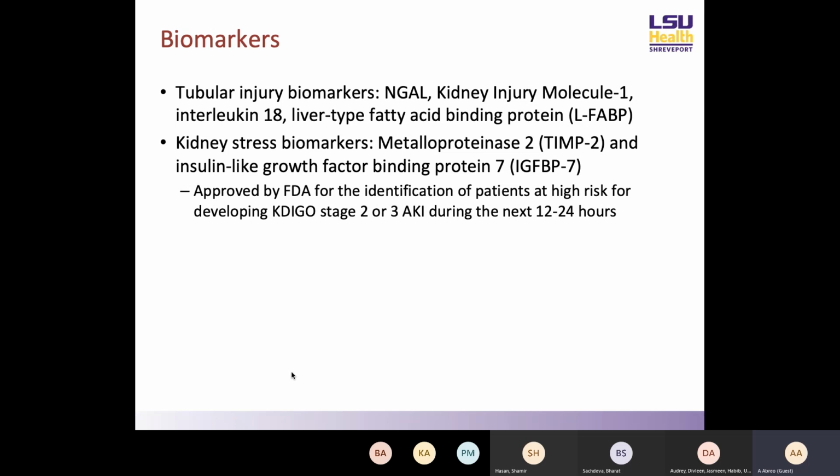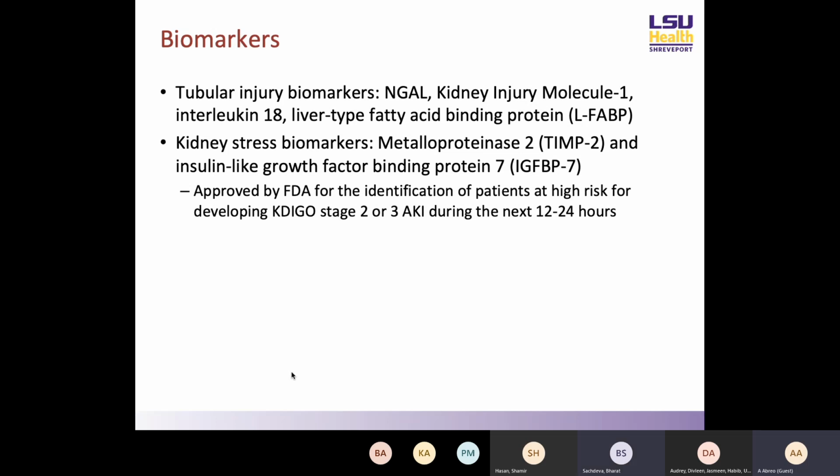But one that actually has been FDA approved is the kidney stress biomarkers, TIMP2 and insulin-like growth factor binding protein 7. These have been approved by the FDA for identification of patients at high risk for developing KDIGO stage 2 or 3 AKI during the next 12 to 24 hours. So this is commercially available. I haven't used it myself personally. I know Dr. Sachdeva has strong interest in biomarkers as well. Maybe after the talk, he can share some of his experience with that. But I want to mention that this is at least one that is FDA approved for use.